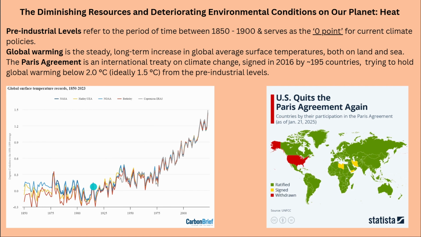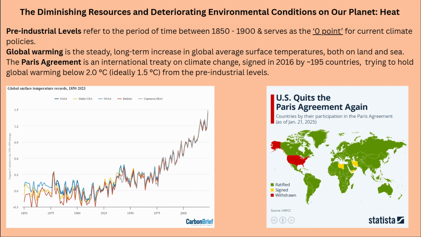Again, here is where World War I stands. We increase. World War II is roughly right here. Decrease just a little bit. And then we really heavily use fossil fuels right here. And it has only gone up. So by definition, as it's getting hotter, this is what is known as global warming, or the steady increase in global average surface temperatures both on land and sea.